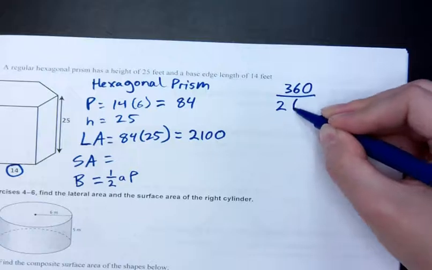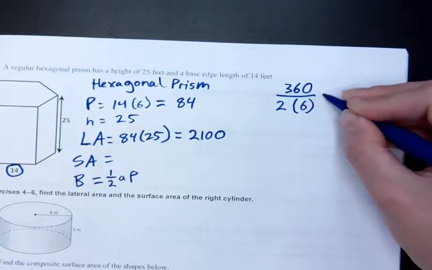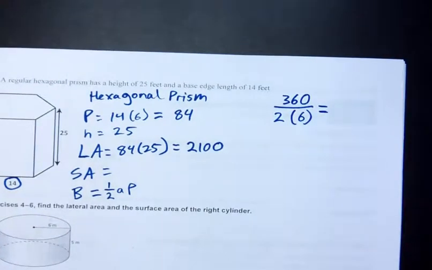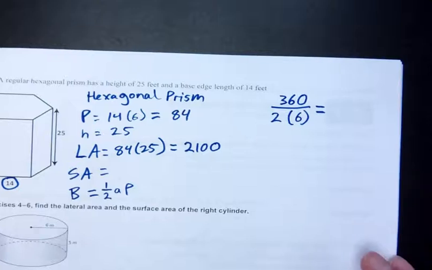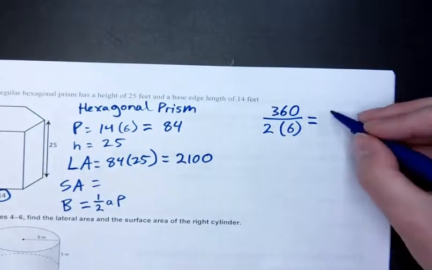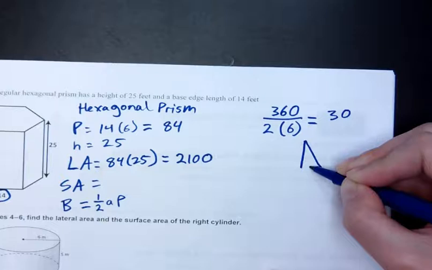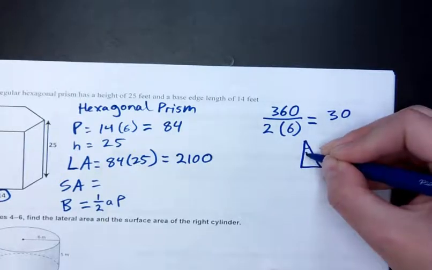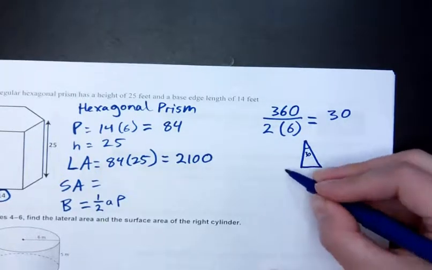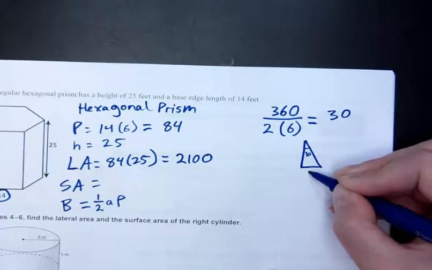So 360 divided by 2 times 6 sides. Does anyone remember what that comes out to? Oh, it's 30. 30, okay? So now we're dealing with that 30, 60, 90 triangle that we're so used to by now. If the whole side's 14, what is this side?